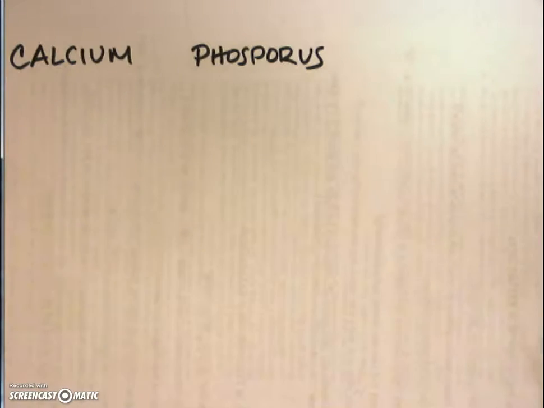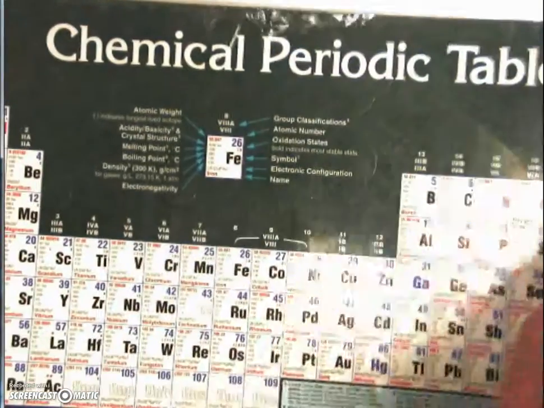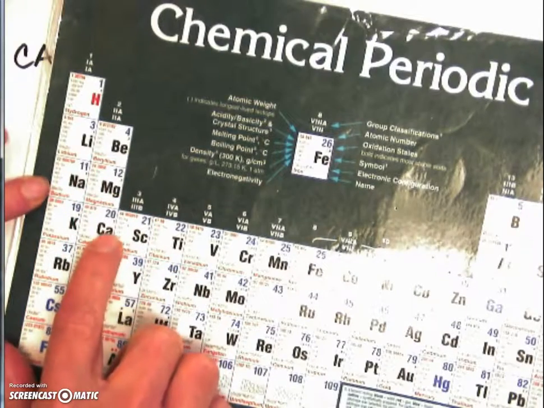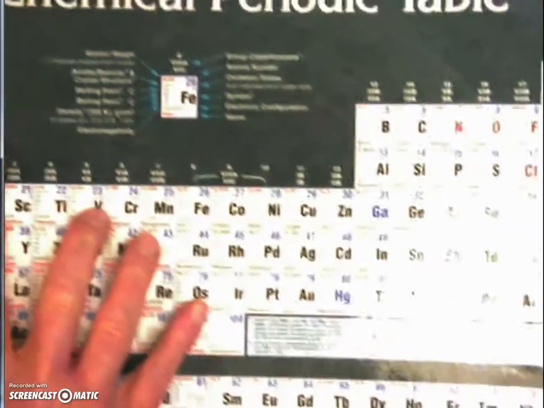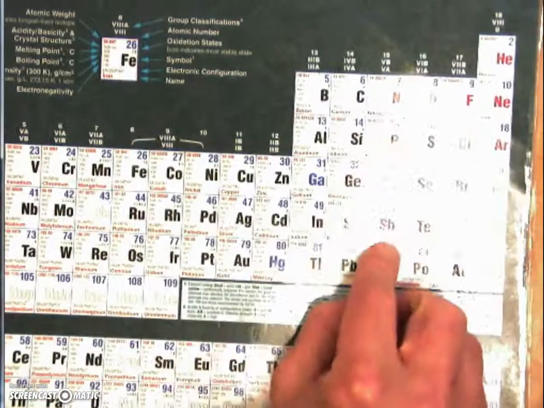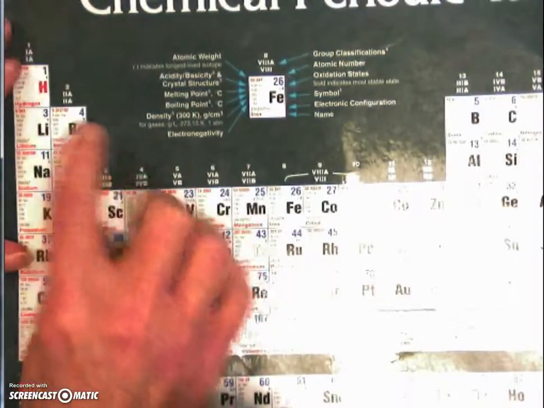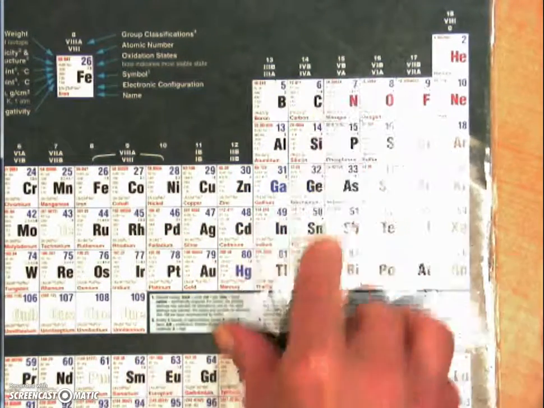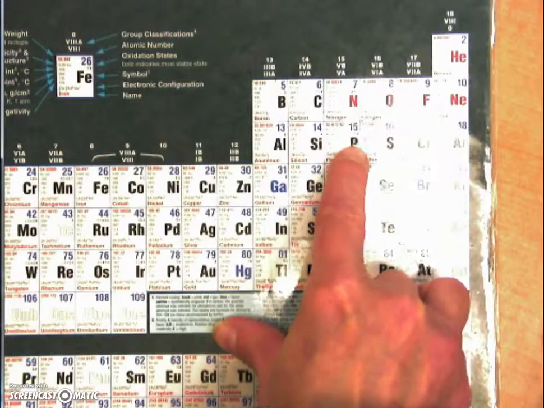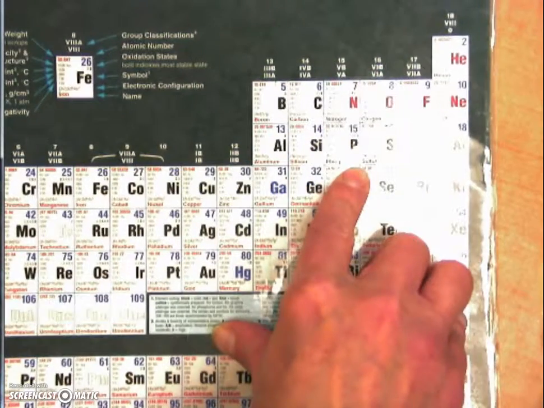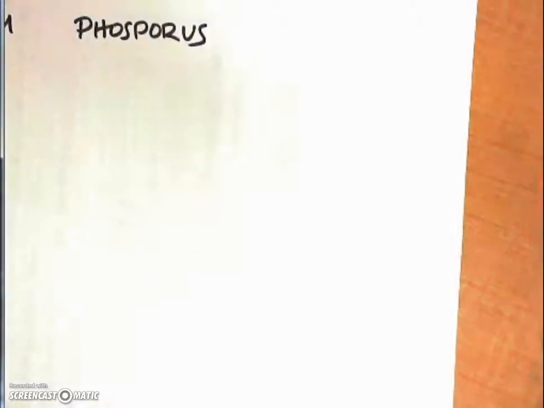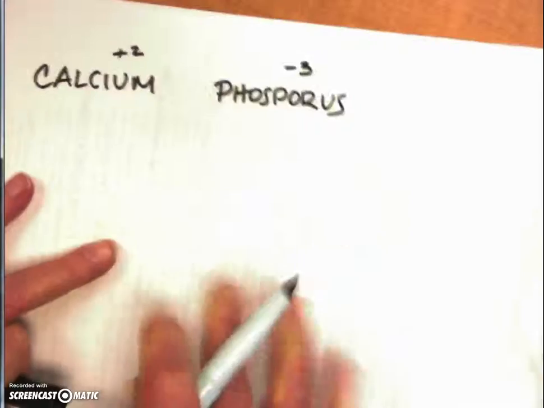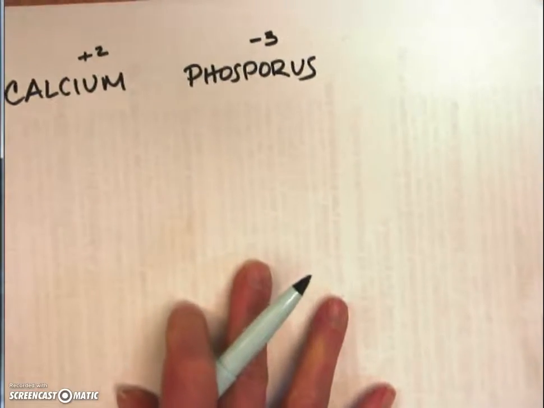So if you have calcium and phosphorus, you look at the periodic table. Calcium is an alkaline earth metal, so it's going to have a positive 2 charge. And phosphorus is over in the nitrogen group, and so it has 1, 2, 3, 4, 5 valence electrons, and it wants 8, so it's going to have a negative 3 charge. So you can just put a positive 2 here and a negative 3 here. Those are the oxidation numbers.